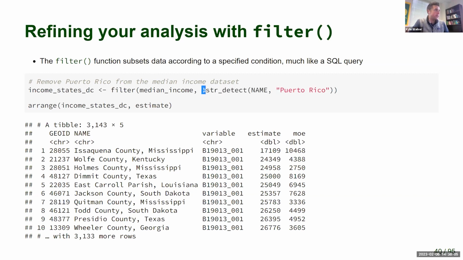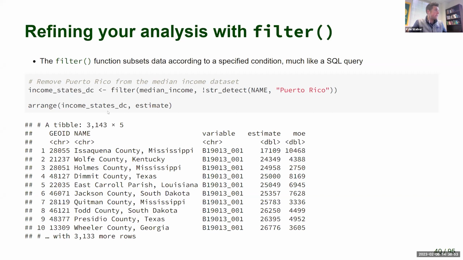So the not equals operator in R is the exclamation mark. The stringr package, which I mentioned before, allows us to do string search and string manipulation. And the str_detect function scans text to check for the presence or absence of a given phrase. So you can read this as look for all of those rows in the median income data set where the phrase Puerto Rico is not found in the name column. So we're getting rid of everything in Puerto Rico in this example.